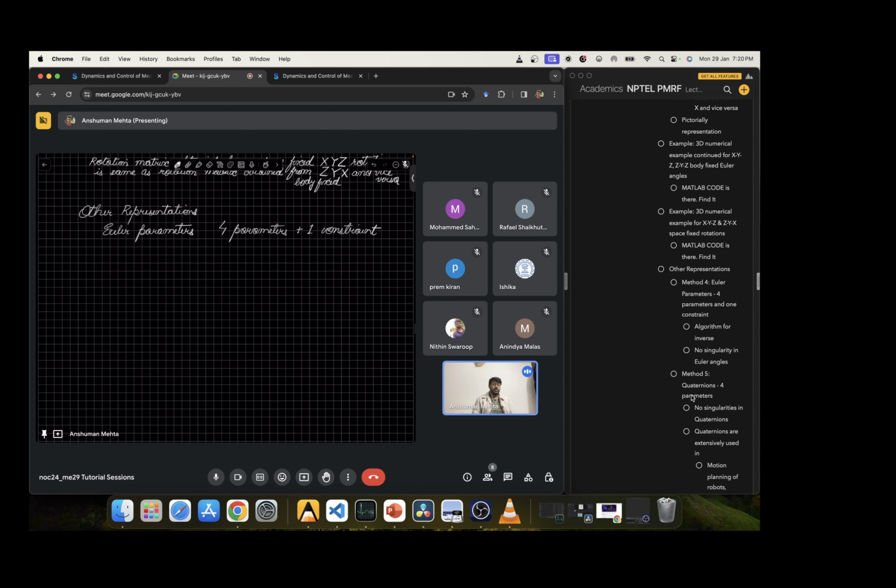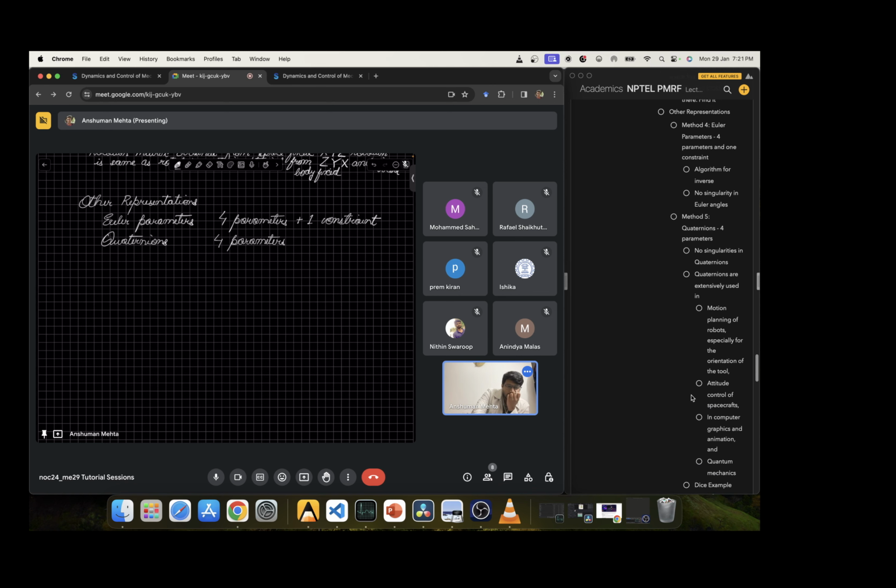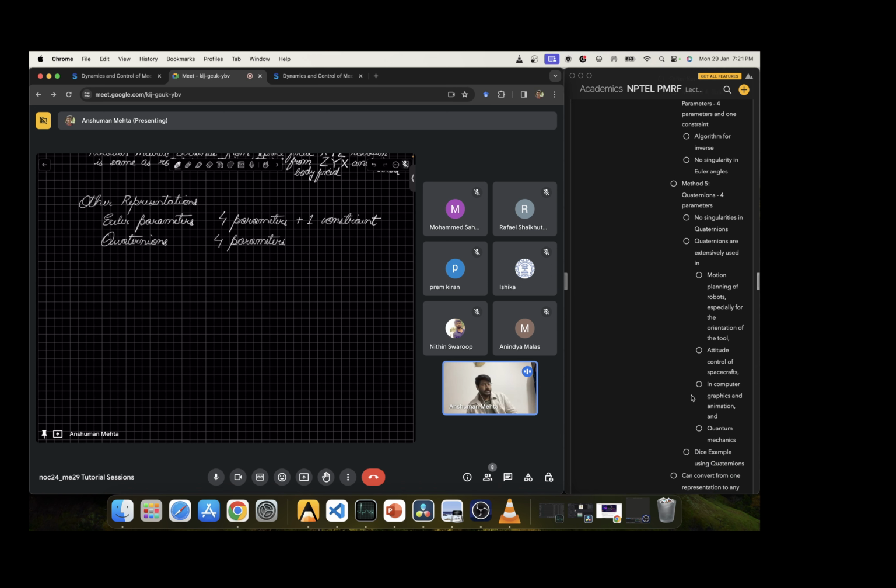One benefit of it is we have no singularities here. Okay. After that we have quaternions. Four parameters. So again here we have no singularities in the quaternions.